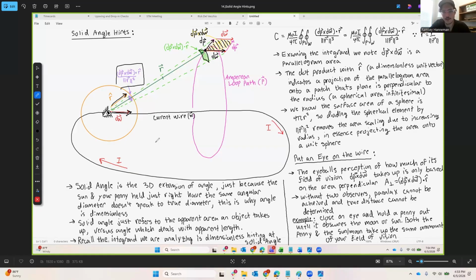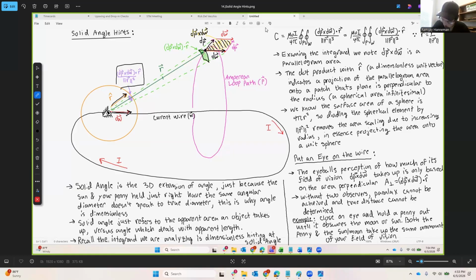And that apparent area that something takes up in our field of vision is something called solid angle. And solid angle is basically the extension of regular angle, right? Regular angle ties to length, solid angle ties to area. So what this integrand is really measuring is a solid angle. All right.